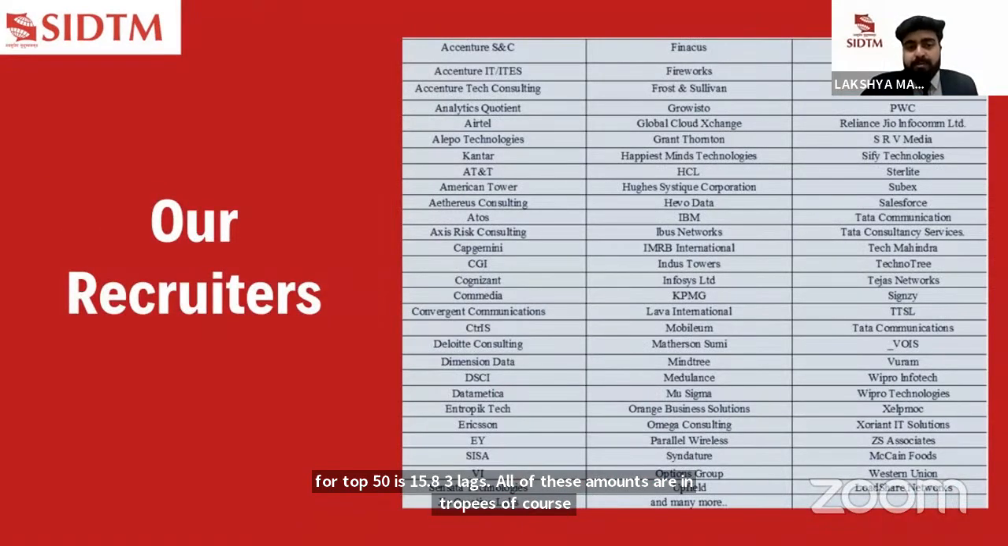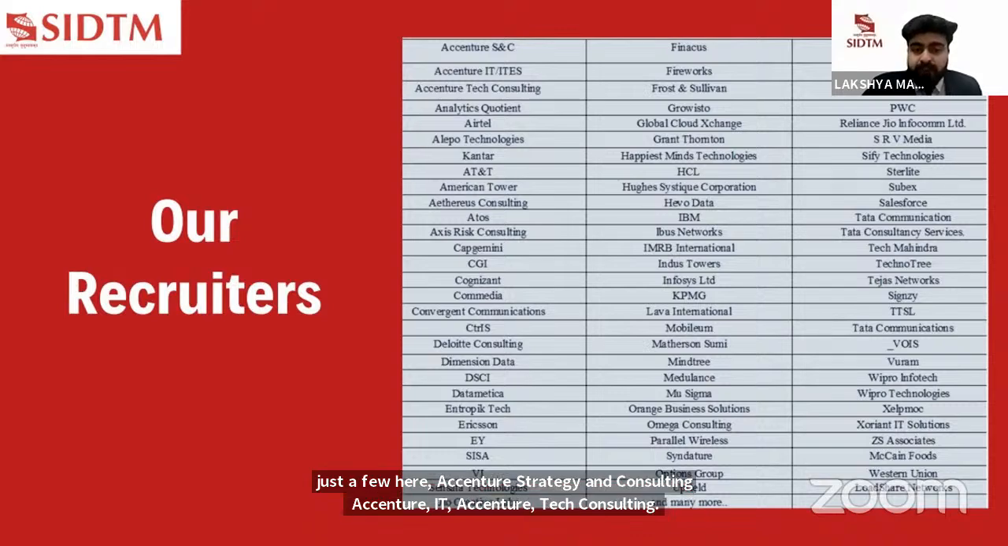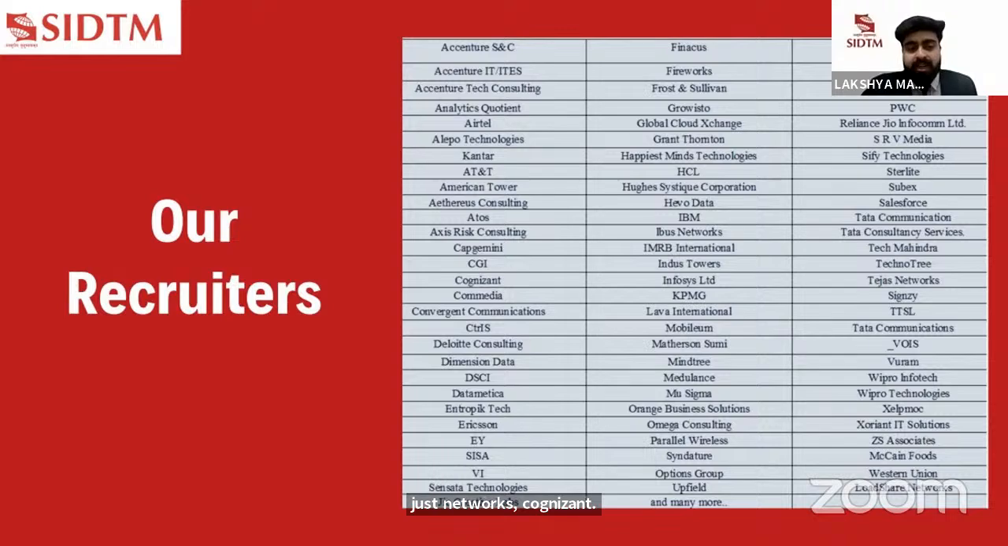So this is a list of our premium, most prominent recruiters. You can always go to the website and check them out there as well. I would name just a few here: Accenture Strategy and Consulting, Accenture IT, Accenture Tech Consulting. There is Protiviti, there is PwC, there's EY, Tejas Networks, Cognizant, AT&T, Airtel, etc. And the names go on. For more information, you can just check our website.